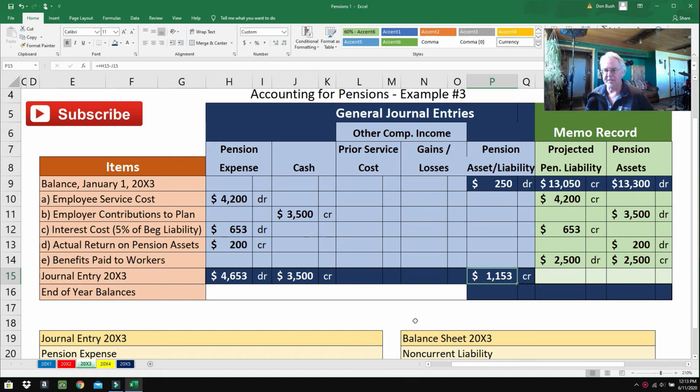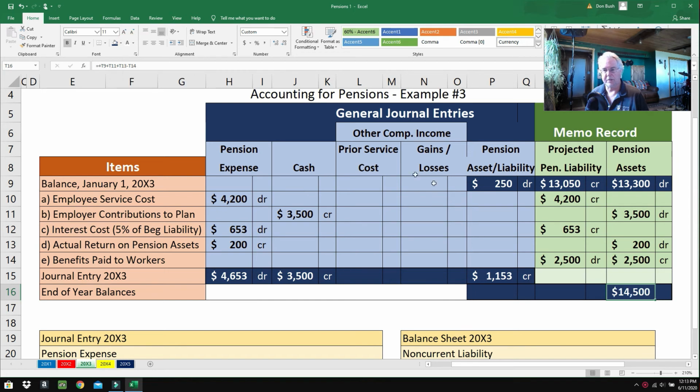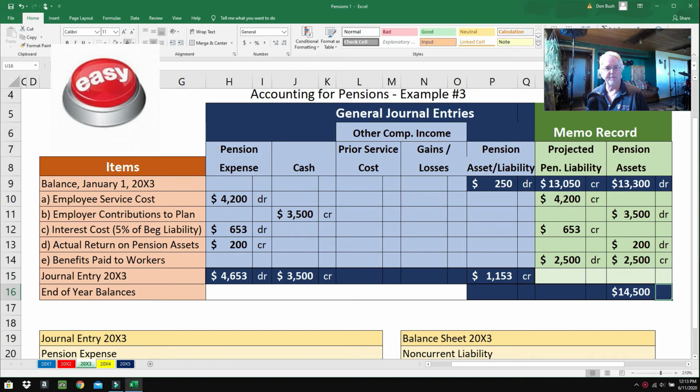So we're almost done. So we need to figure out the balance in the pension assets. So we need to just total up this column here. So we've got a $13,300 debit, a $3,500 debit. So we'll add those together, $200 debit, add that in. But we have a $2,500 credit, so we need to subtract the credit. If you do all that, you will get $14,500, and it will be a debit because the debits are much bigger.